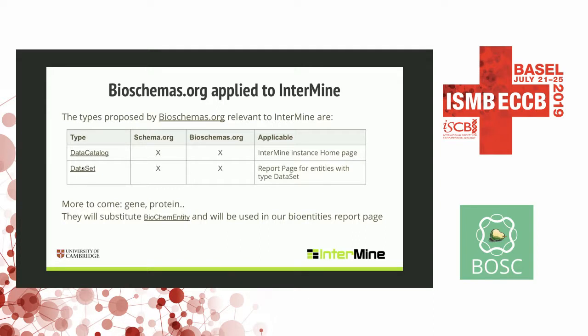At the moment, the two types for which we are producing JSON-LD are DataCatalog and DataSet. DataCatalog is displayed in the mine homepage, and the DataSet on the report page for each data set. And as soon as bioschema.org comes up with a new profile for gene, protein, and so on, we will add those also. And I think that should be pretty close in time.